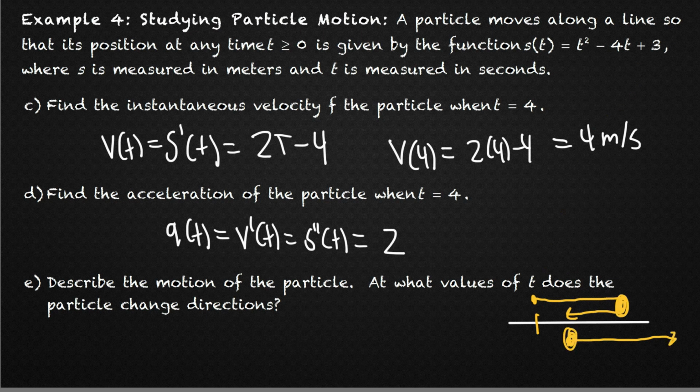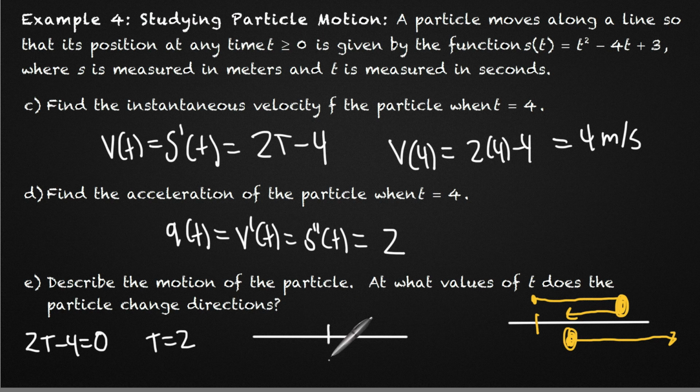So basically what we need to do is take our velocity equation and set it equal to 0. So 2t minus 4 equals 0, which gives t equals 2. So we know that it changes directions at 2. But now the question is, which way was it going before it changed directions, and which way is it going after?